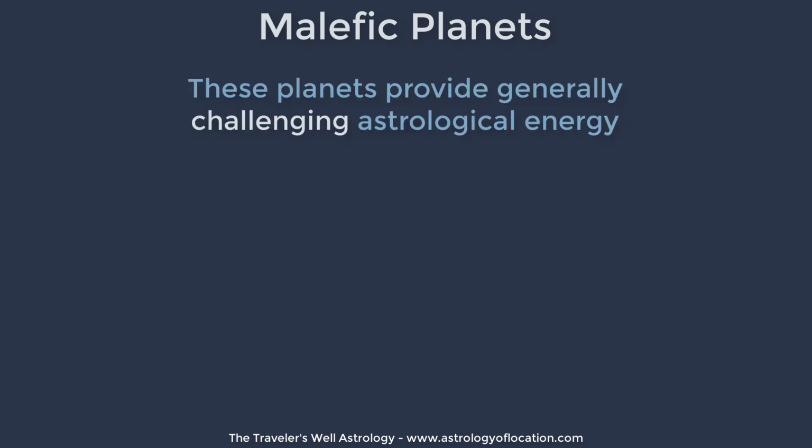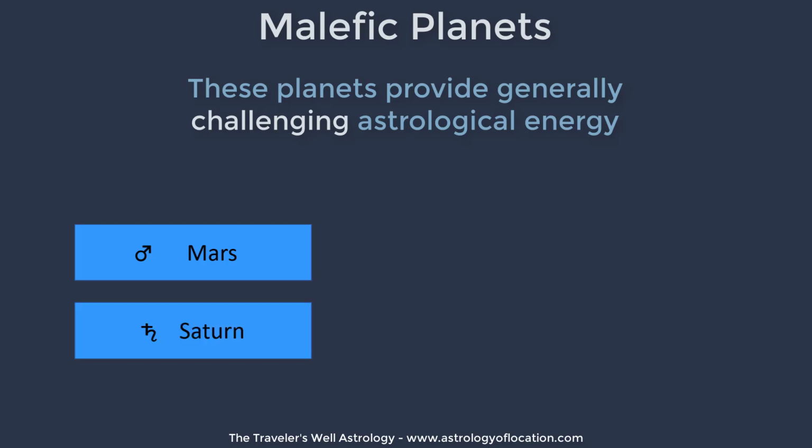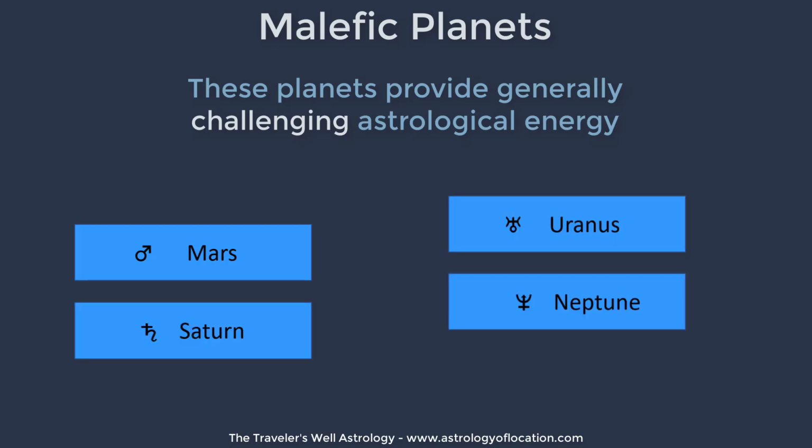Let's take a look now at the malefic planets. These are planets that overall have a challenging energy. These are the planets we'd like to avoid, but we can't always avoid them. And that's why we try to provide in our location summaries ways that you can navigate these energies. The planets involved with the malefic energies are Mars, Saturn, Uranus, Neptune, and Pluto.